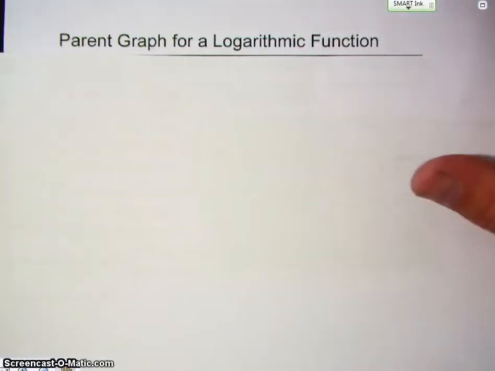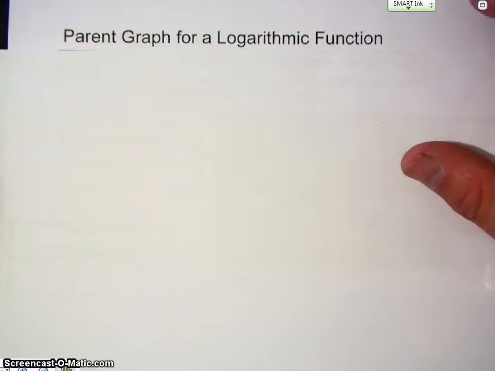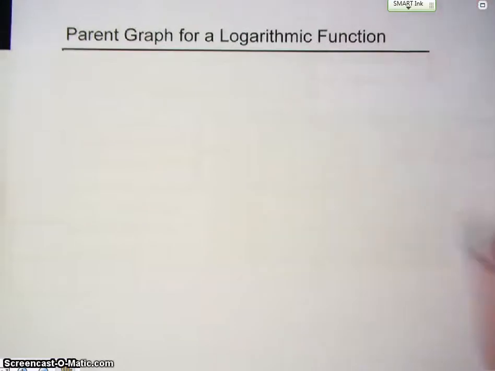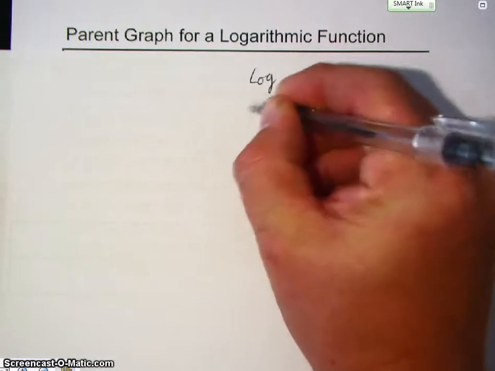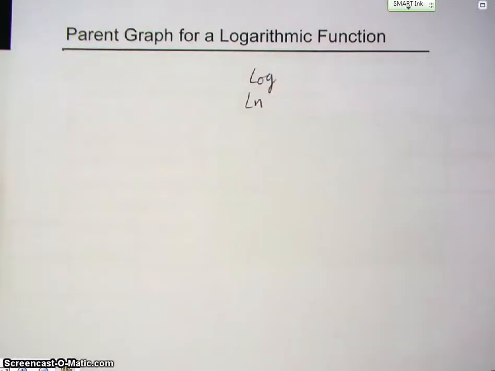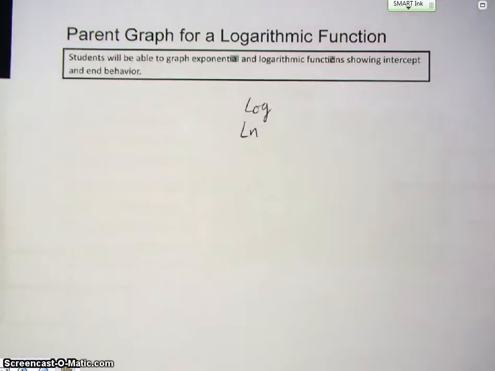All right, 7.4. We're going to be talking about the parent graph of a logarithmic function. And remember, how do I know it's a logarithmic function? Because it has the word log or ln in the expression, right? Pretty simple. Here's your objective. You will be able to graph exponential and logarithmic functions showing intercept and end behavior.